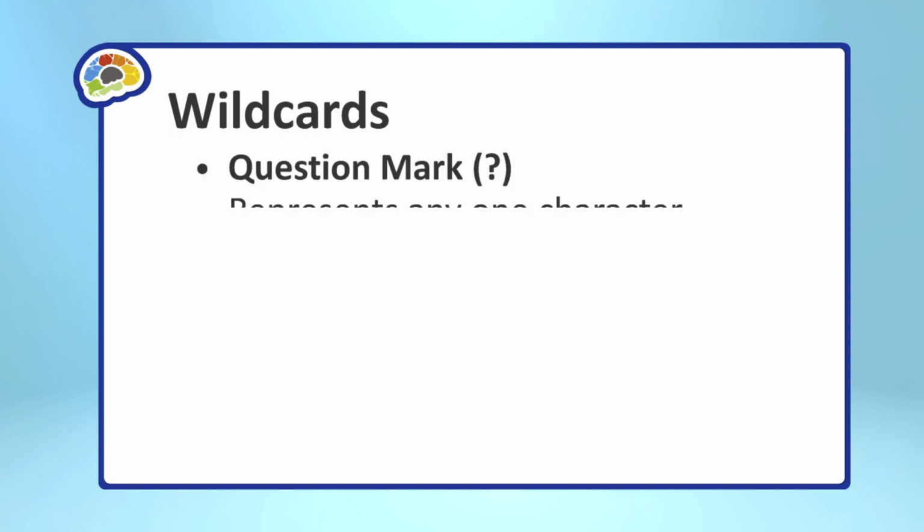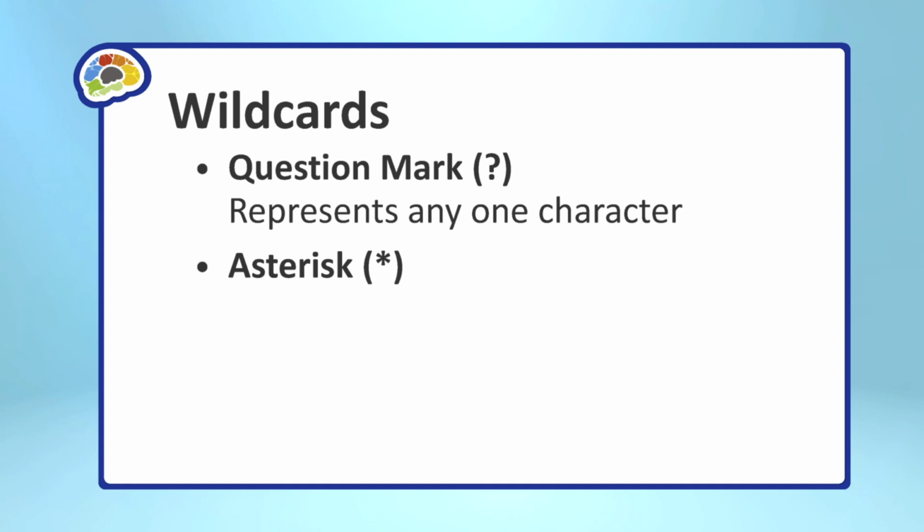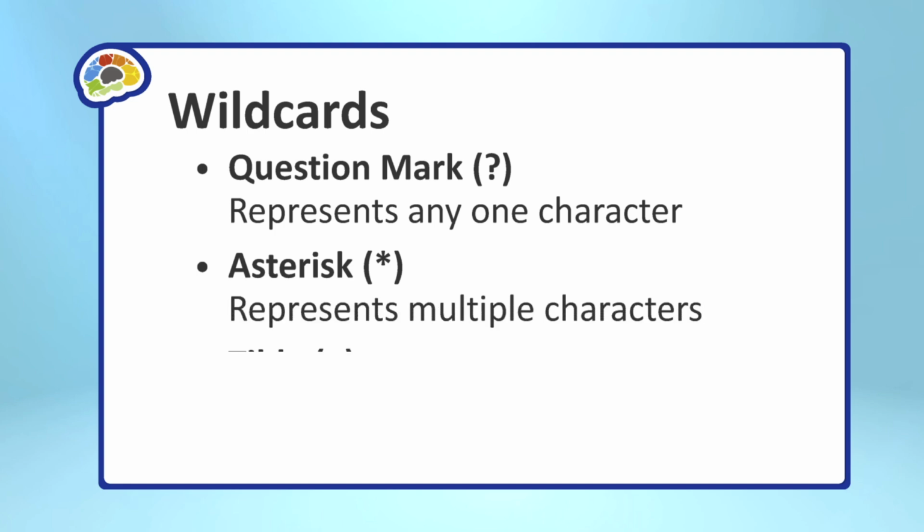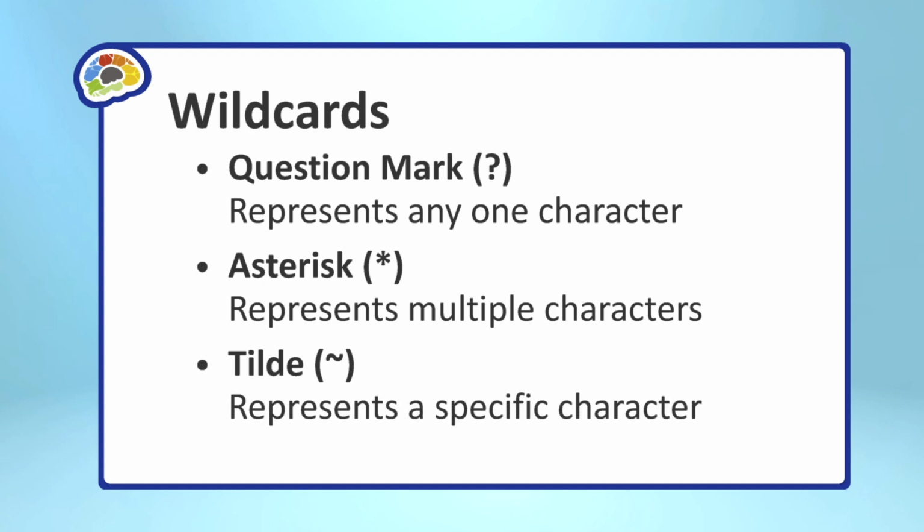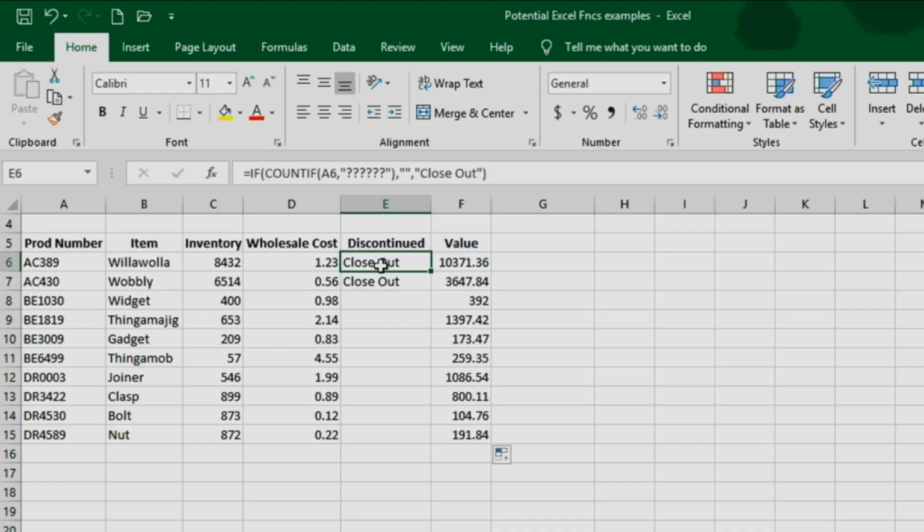Right. Now we have wildcards in Excel. So the question mark typically represents one character. You have an asterisk, which represents multiple characters, and you have the tilde, which can represent a specific character. So what we have here is the question marks, and each one of these represents a character. So what it's telling it is look in cell A6 over here, our product number, and you'll notice there are 6 question marks there. So it's saying, is A6 a 6 character entry? It's not. So that's a false. So if it's false, we put closeout in the cell here.